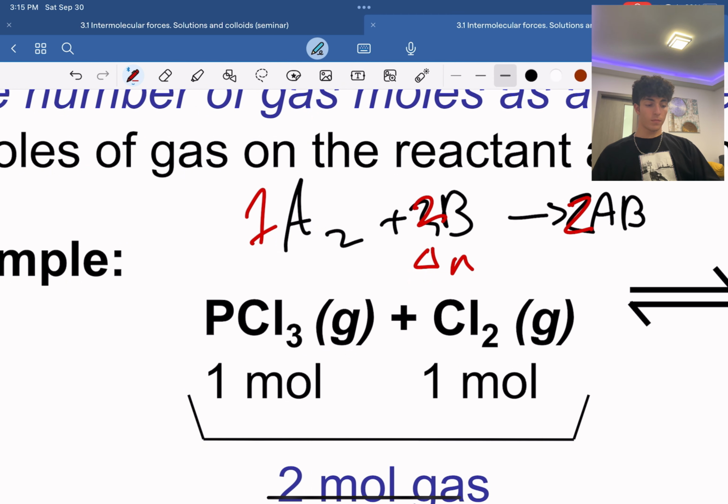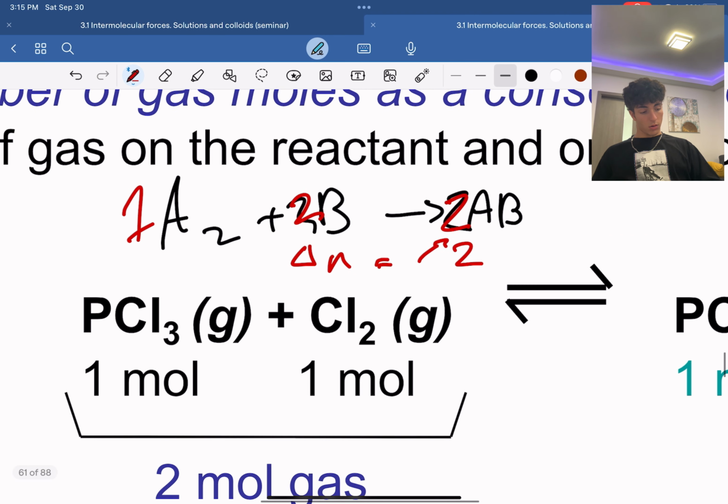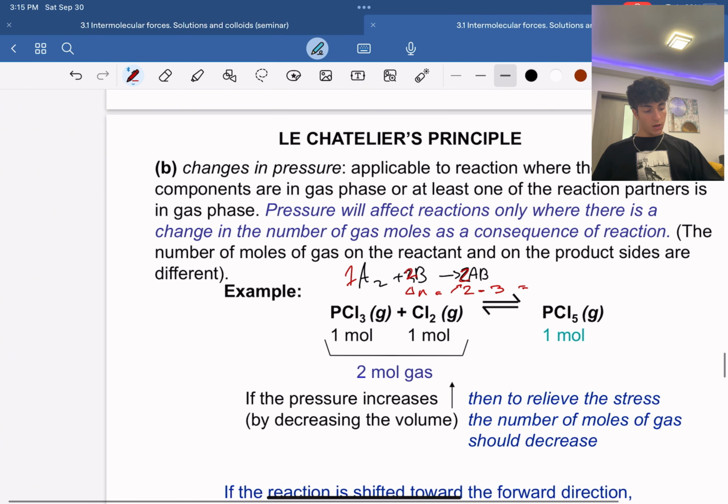Difference in N. Moles of products in terms of molar coefficients minus moles of reactants. So we do 2 minus 2 plus 1, 3. So this would equal -1, which is just 1 because it's a difference.